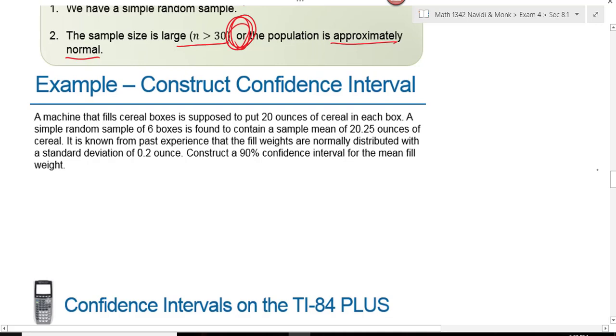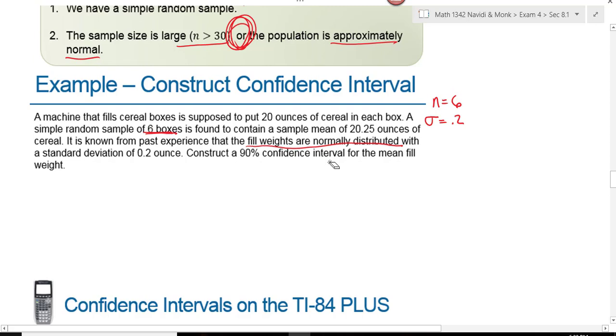So in this problem, we want to construct a confidence interval. A machine that fills cereal boxes is supposed to put 20 ounces of cereal in each box. A simple random sample of 6 boxes is found to contain a sample mean of 20.25 ounces of cereal. It's known from past experience that fill weights are normally distributed. That means that this condition up here is satisfied. And we needed to know that because our sample size is small. n is equal to 6 here. We have these 6 boxes of cereal. Because our sample size is small, we have to know the population is normally distributed, and it is. So the standard deviation is 0.2 ounces, so I know sigma.